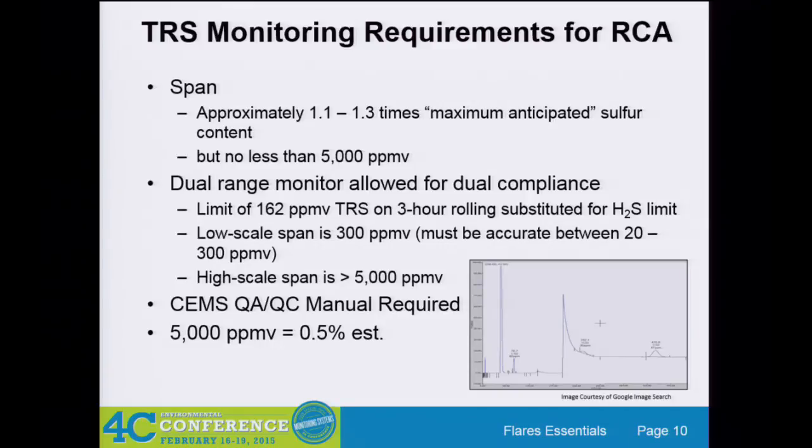Everybody wants to say, okay, well, can I use one monitor to measure for both the 162 and for the RCA threshold? The answer is yes, but there's always a but. If you use a TRS monitor, so you're measuring for the total reduced sulfur or total sulfur, which is mostly what you will be measuring, and you can't get a specific number for H2S, you now have to have a 162 ppm total sulfur limit, not an H2S limit.